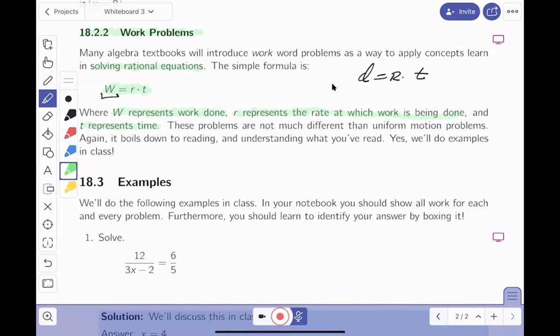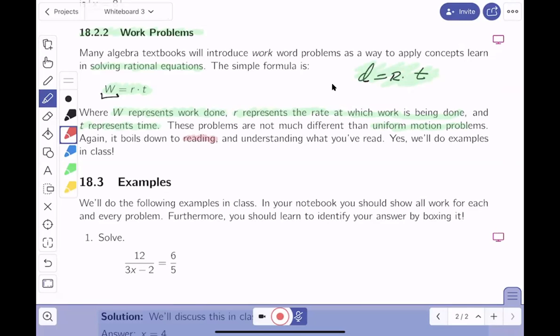These problems are not much different than the uniform motion problems that you've done in the past. Now, though, they're going to be written where they're going to look like a rational equation. They're going to look like a ratio of something. And we'll go through that. I've got to be honest with you. It really does boil down to one thing, your ability to read. Reading is really the point of this.